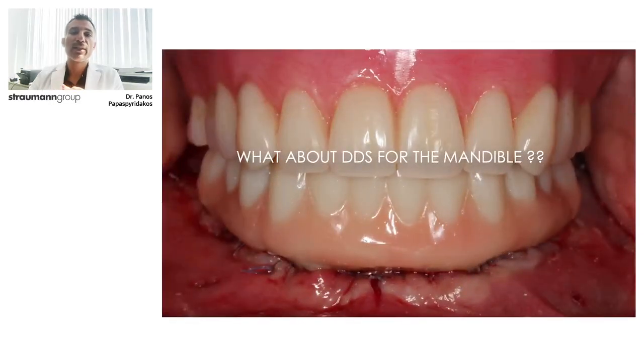Now, what about DDS, double digital scanning, for the mandible? We saw that in the palate, it's easier because we have the keratinized mucosa of the palate. It's much easier. What about the mandible? Always this is a question. So let's assume a patient received the implants with guided surgery and adequate stability was present for the implants and the immediate loading was performed.